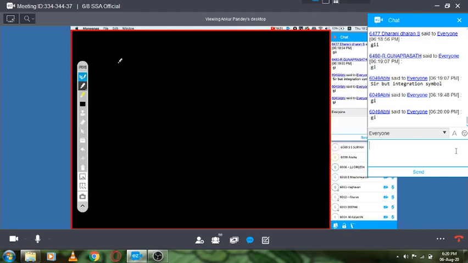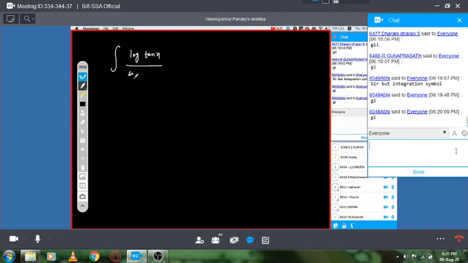One of the substitution type, quickly: integration of log tan x by sin x into cos x dx. Quickly.